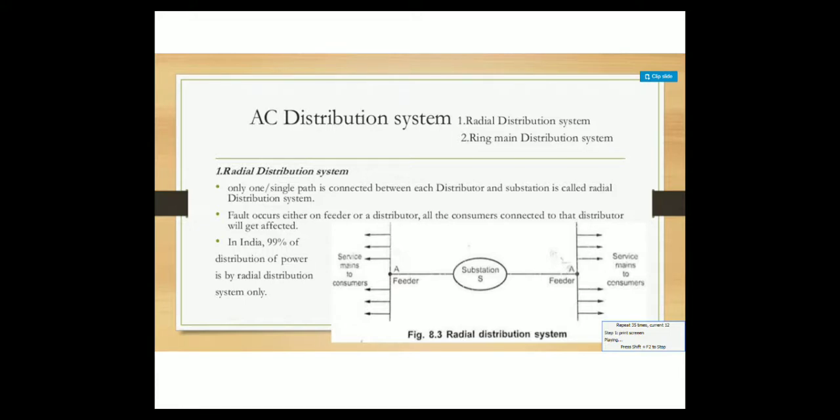Some consumers are connected to feeder A and some consumers are connected to another feeder. So only one path is connected between each distributor. If only one path is connected between each distributor, then the type of distribution system is called a radial distribution system, and this is the overview of a radial distribution system.